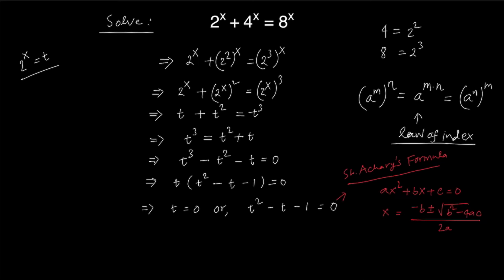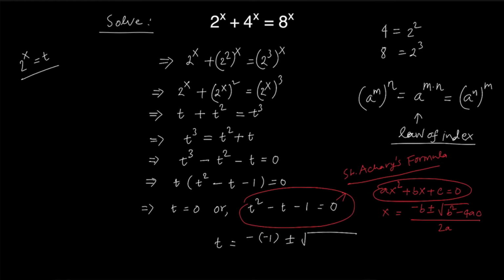So if we compare this equation to ax square plus bx plus c, we can see that t will be minus b, that is minus of minus 1, plus minus root over b square, minus 1 square, minus 4ac. So this is basically plus 4, by 2. So this will be 1 plus minus root 5 by 2.